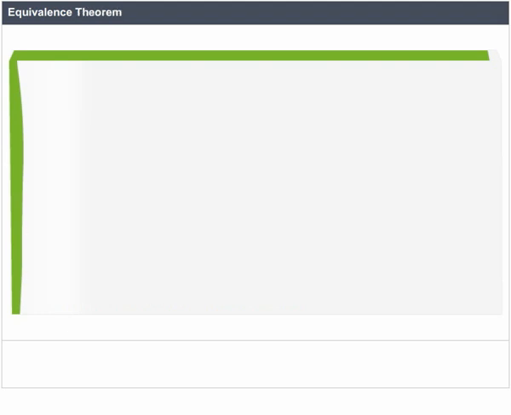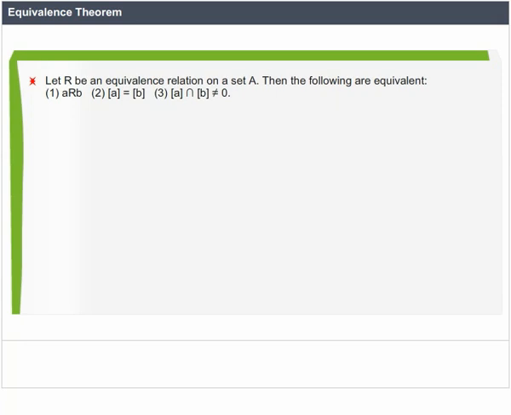Equivalence theorem. Let R be an equivalence relation on a set A, then the following are equivalent. Number 1, a related to b. Number 2, [a] equal [b]. Number 3, [a] intersection [b] not equal to empty set.